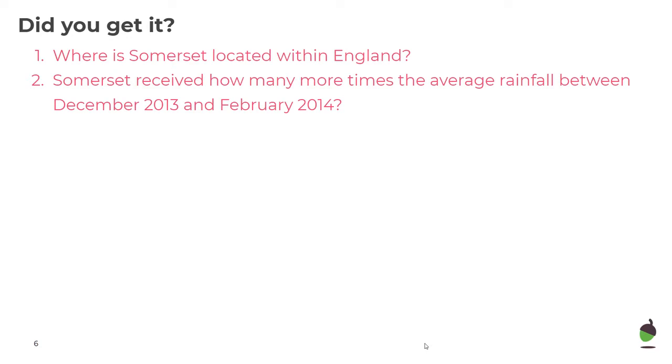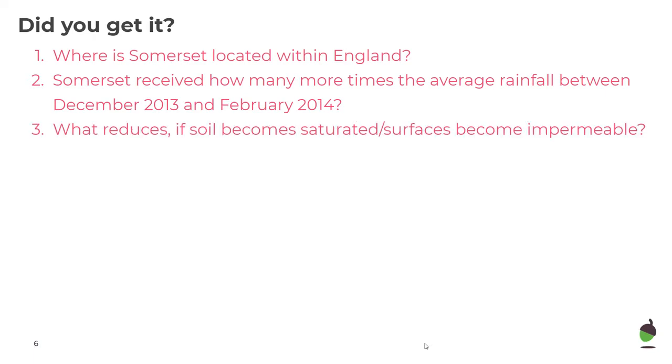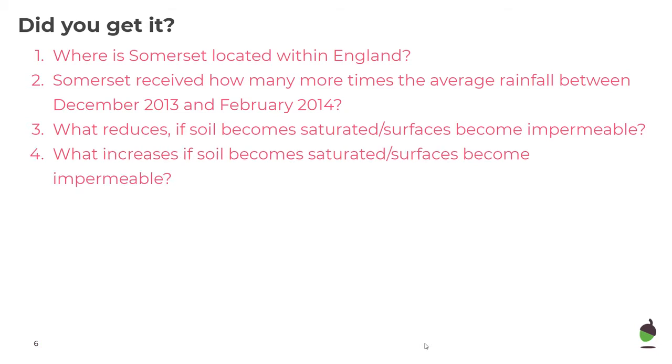The answer you had for number 3 was infiltration. So infiltration is when water seeps into soil. The question was, what reduces if soil becomes saturated or surfaces become impermeable? So saturated means full of water, and impermeable means the surfaces do not allow water to flow through them. So for example, because concrete or tarmac has been introduced into the area. The answer you had to number 4 was surface runoff. And the question is, what increases if soil becomes saturated or surfaces become impermeable?